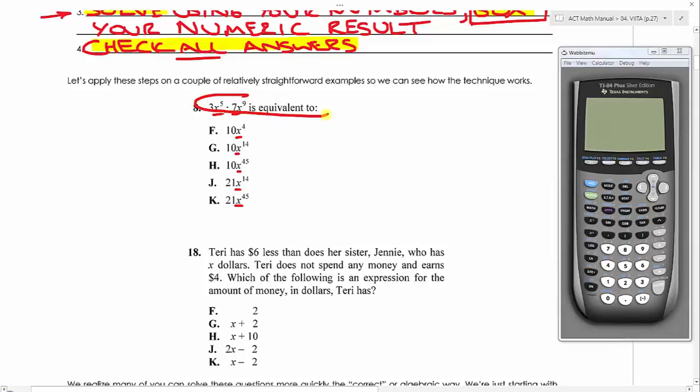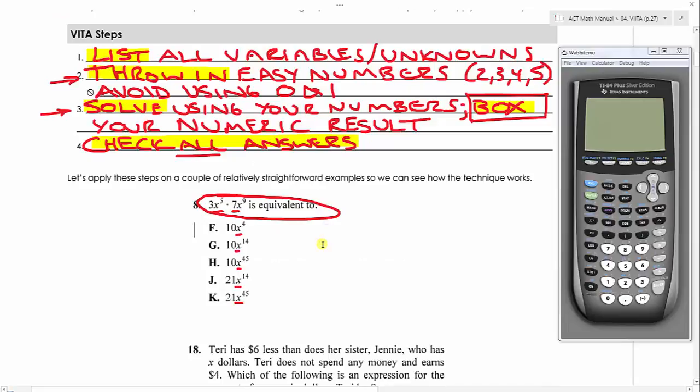So here's the way this would go. First of all, what are they asking here? They are asking what 3x to the 5th times 7x to the 9th is equivalent to. So what we're going to do is the 4 steps. I'm going to make them visible. Number 1, we're going to list our variables. Well, that's very simple. We just have an x.